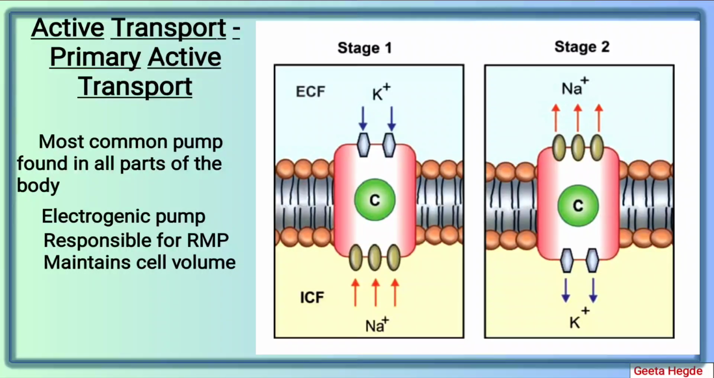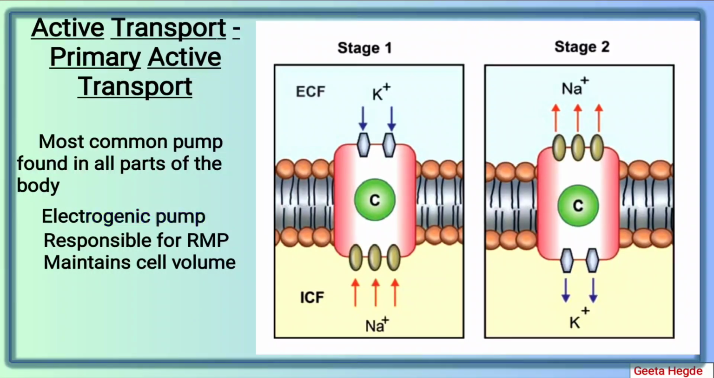What does this pump do? This pump pumps 3 sodium ions out of the cell and 2 potassium ions into the cell. Hence, since it is moving 3 positives outside and taking only 2 positives inside, this is an electrogenic pump. This pump is crucial for maintaining the electrochemical gradient which is necessary for nerve impulse transmission, muscle contraction, and maintenance of cell volume. It is also responsible for the resting membrane potential.